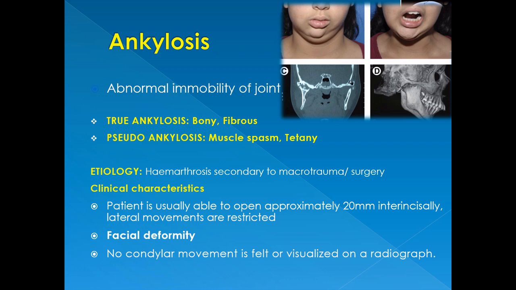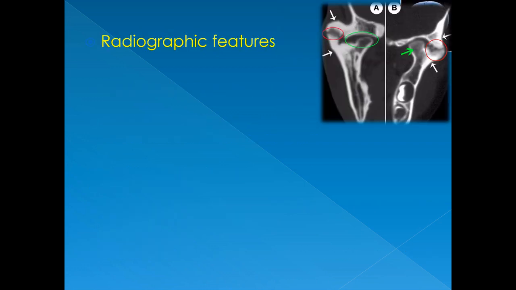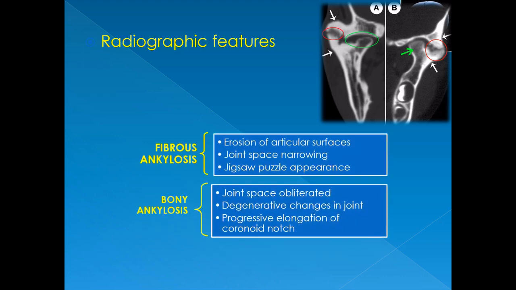Coming to the radiographic features of fibrous and bony ankylosis. In fibrous ankylosis, you can see erosion of articular surfaces, joint space narrowing and jigsaw puzzle appearance. And in bony ankylosis, the joint space is obliterated, degenerative changes can be seen in the joint, and also progressive elongation of the coronoid notch.